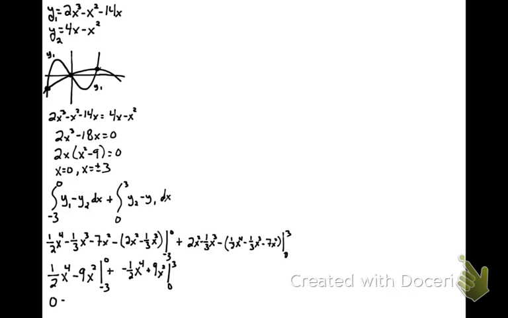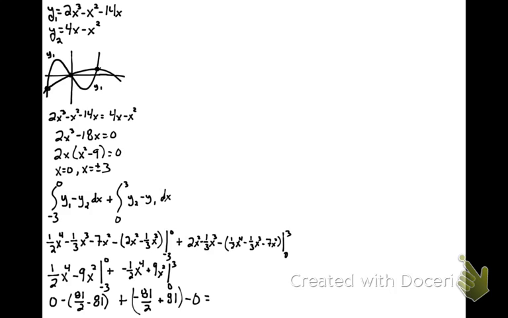So this will be 0 minus, when I substitute in -3, this will be 81 over 2 minus 81, plus, for my second integral, when I substitute in 3, this will be -81 over 2 plus 81 minus 0.